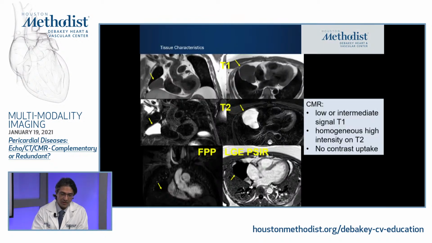Here's a large mass outside of the heart, really not compressing it, just based on how it looks on T1, dark on T1, bright on T2, no contrast uptake. Very simple for us to diagnose as a benign cyst.